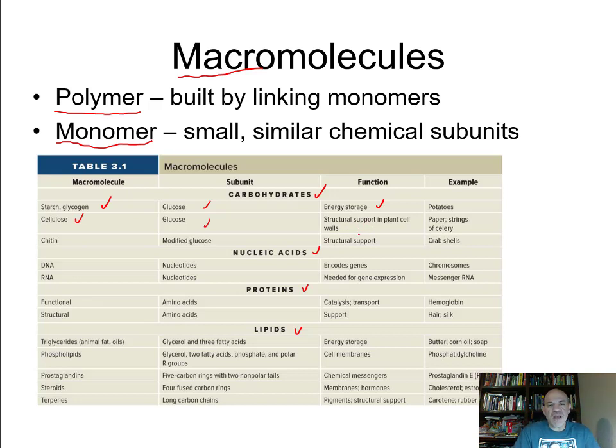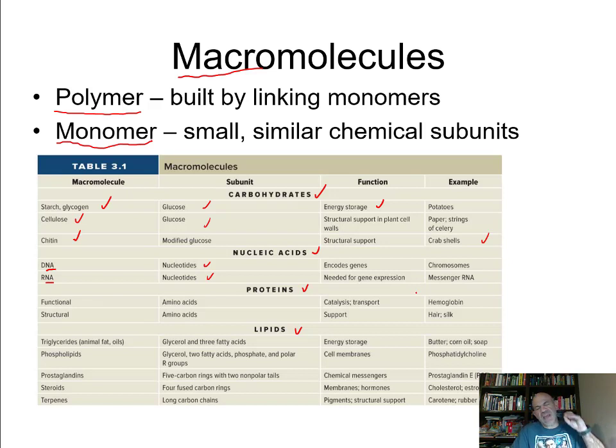And then there's chitin. Chitin is a special modified glucose molecule that we see in the exoskeletons of crabs and insects. And then you have nucleic acids. The DNA stands for deoxyribonucleic acid, and in RNA, the NA stands for nucleic acid; the other one is ribonucleic acid. Their monomers are called nucleotides, which we'll see in a bit. This is basically how genetic information is stored and then used to make proteins.